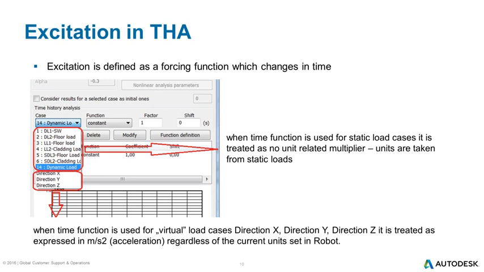second squared, regardless of the unit set in Robot job preferences, which is especially important to know for those of you using American units or for accelerograms defined as relative to the gravity value.